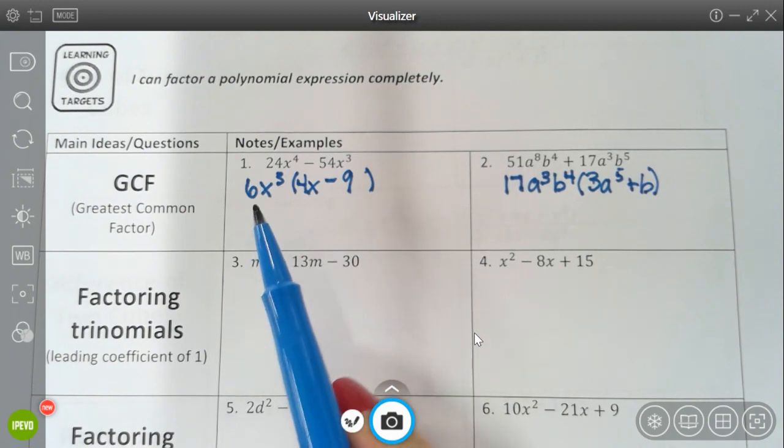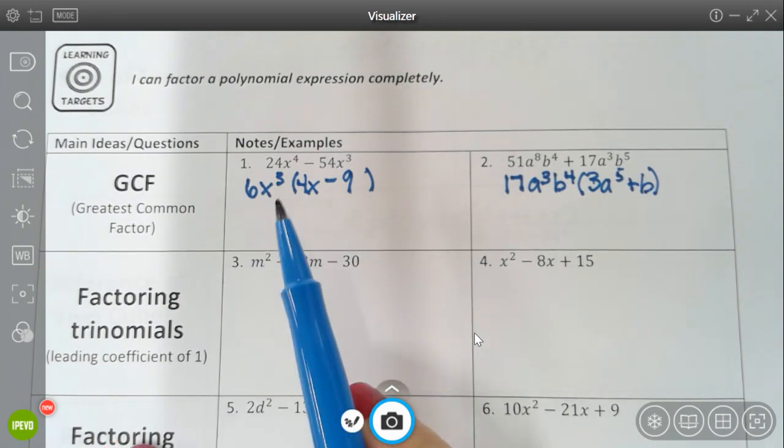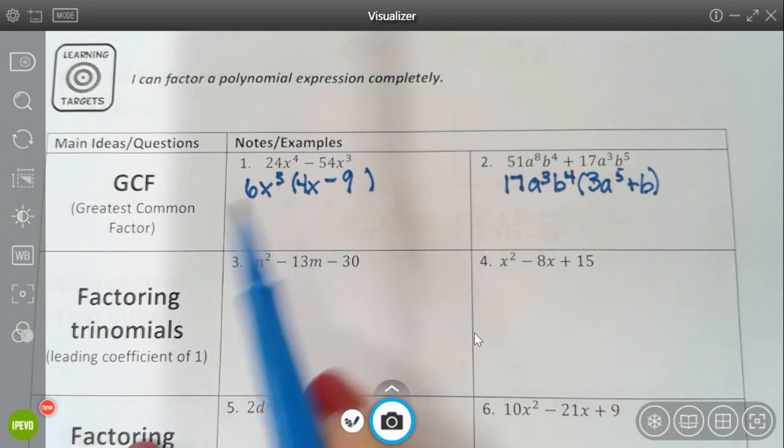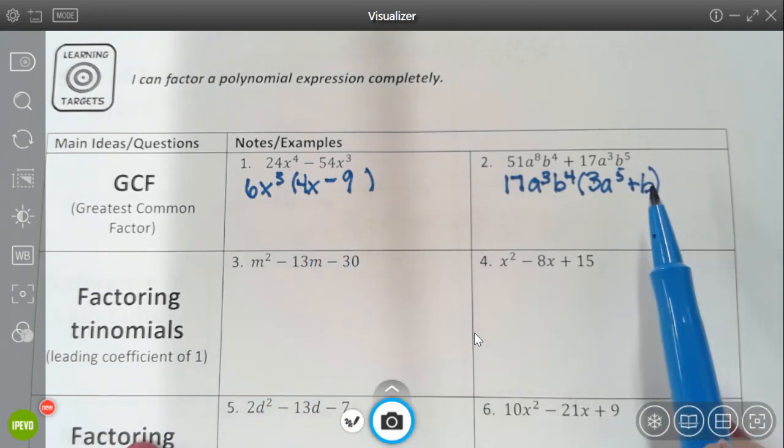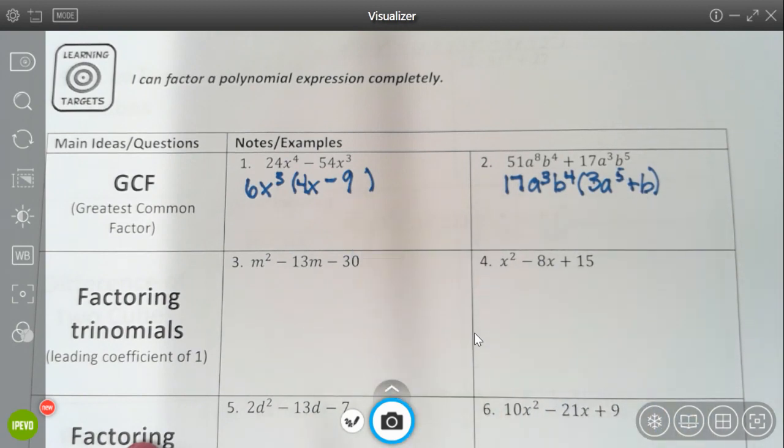Now, as we go through and look at some factoring techniques, we might have to take out a common factor and then use other factoring techniques with what's left behind. But these two expressions that were left behind are prime, so these problems would be finished.